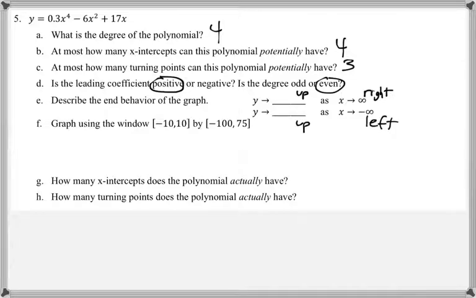So another way of writing that is that y goes to infinity as x goes to infinity, or y goes to infinity as x goes to negative infinity. So this really means that y is going up as you go to the right, and y is going up as you go to the left. So infinity means up and right, up for y, right for x. Negative infinity means down for y and left for x.